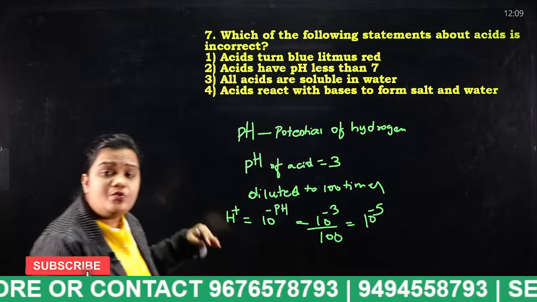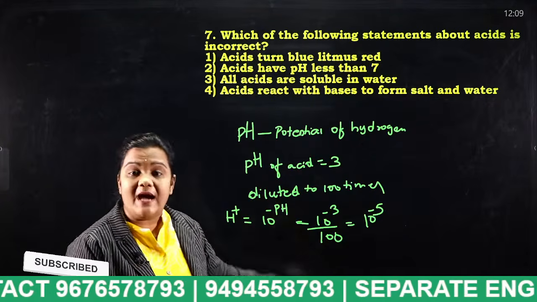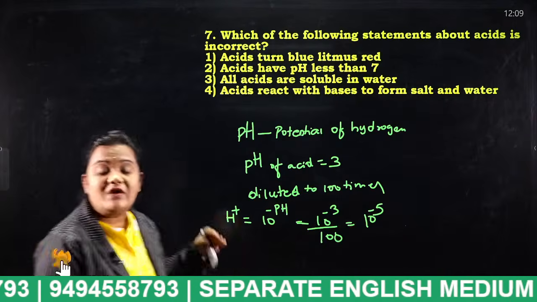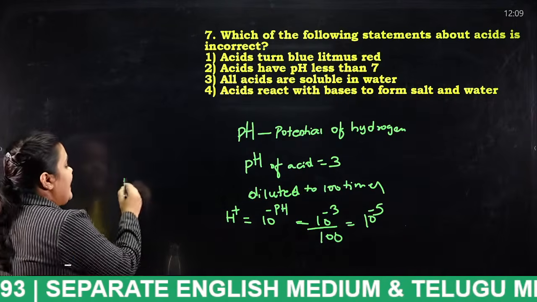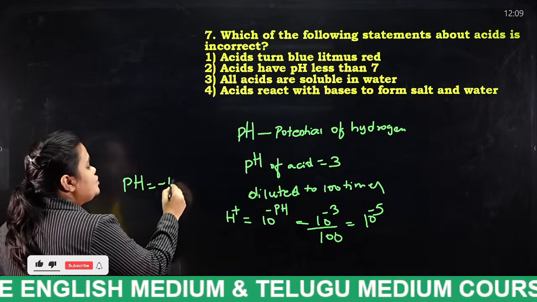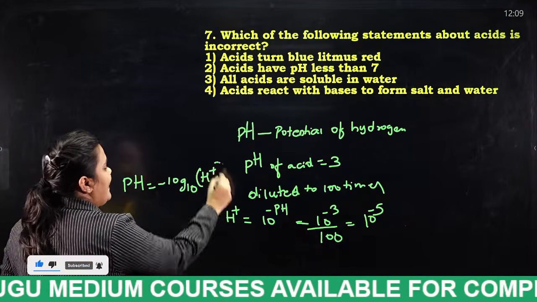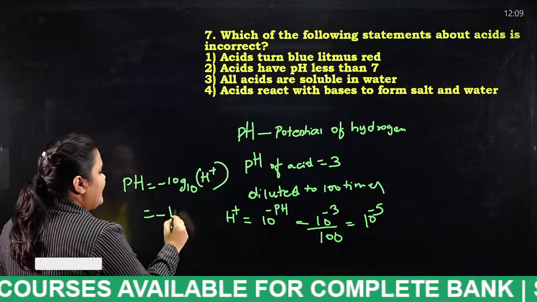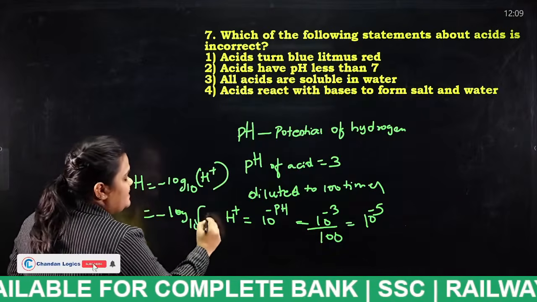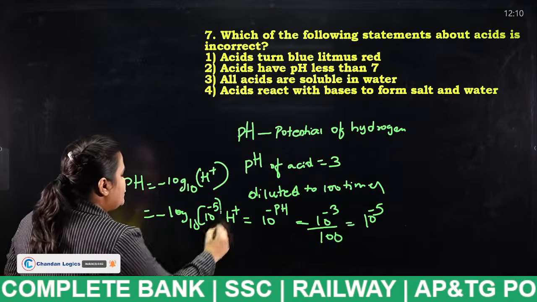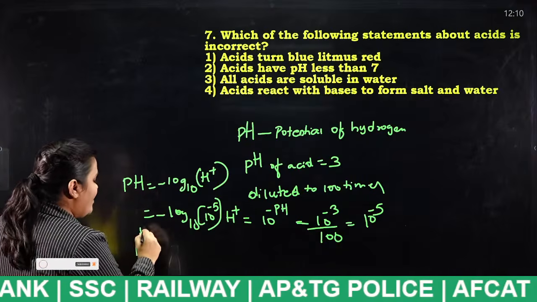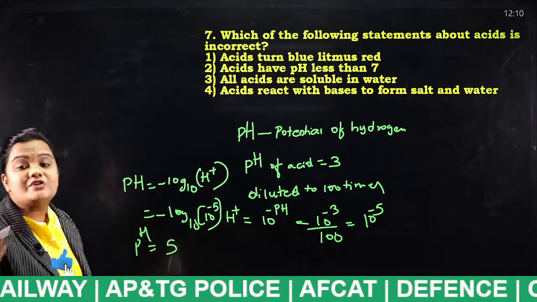In order to find the pH value of the diluted solution, what is the formula we have? pH is equal to minus log of H plus. So by doing this, what will you get? Minus log of 10 power minus 5. So finally, what will we get? The pH value of the diluted solution is 5.